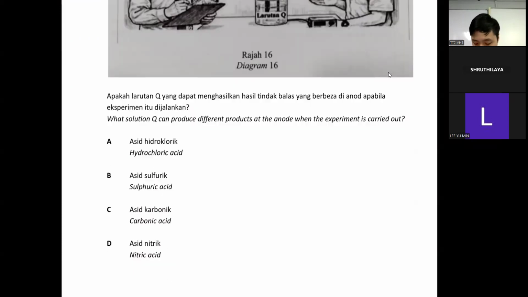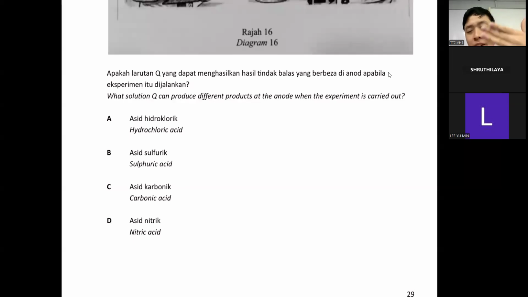In this case, you always have to identify what are the ions available. I told you, right? Anion goes to the anode, cation goes to the cathode. Then at the anode, which anion will be oxidized? At the cathode, which cation will be reduced? You see, I want the anode. I don't care about the cathode now. So, different products at the anode. One by one, look, all they give you is acid.